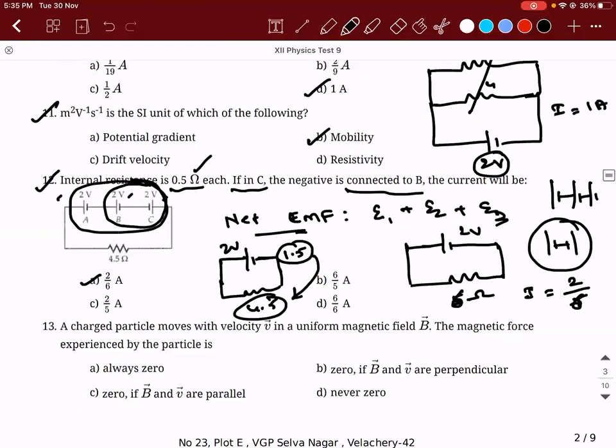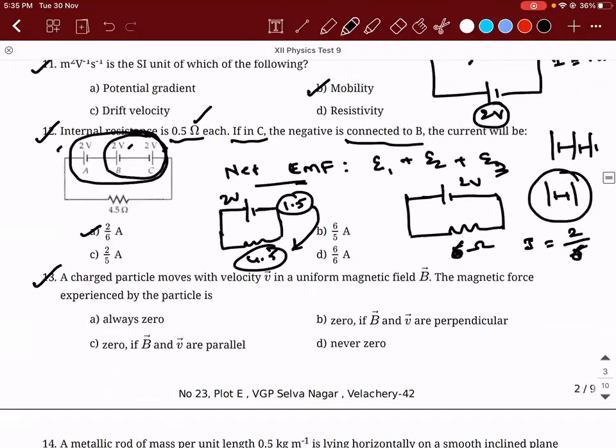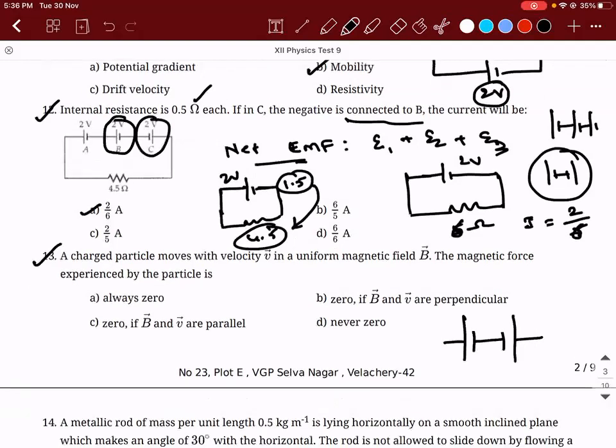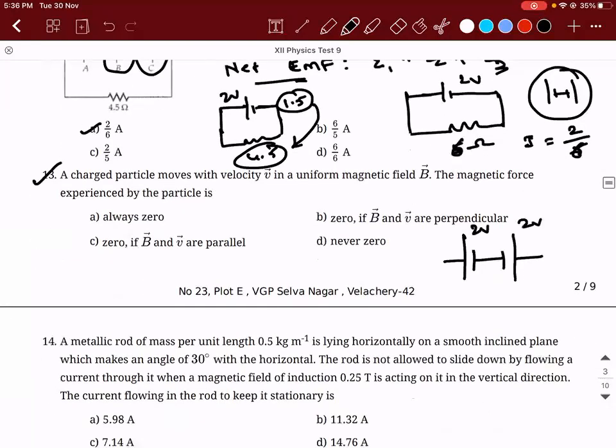Okay. 13. Sir, can you explain it again, sir? How are the cells nullified, sir? Can you explain that? Nullified is because this and this, how are they connected? They are connected like this, right? So why it will get nullified is, observe.